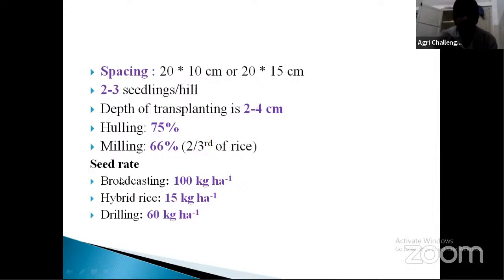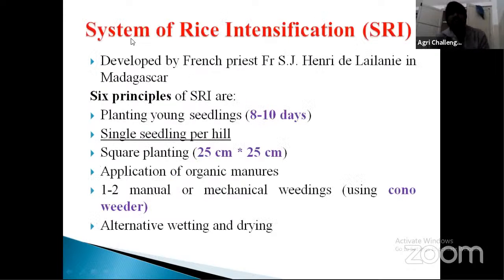And the seed rate for broadcasting is 100 kg per hectare. For hybrid rice, it is 15 kg per hectare, and for drilling, it is 60 kg per hectare. And system of rice intensification is also a very important concept from the exam point of view. It was developed by the French priest Father Henri de Laulanié in Madagascar.